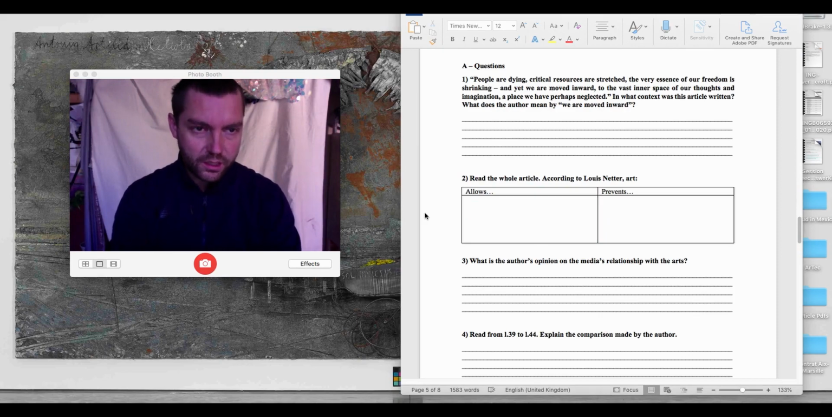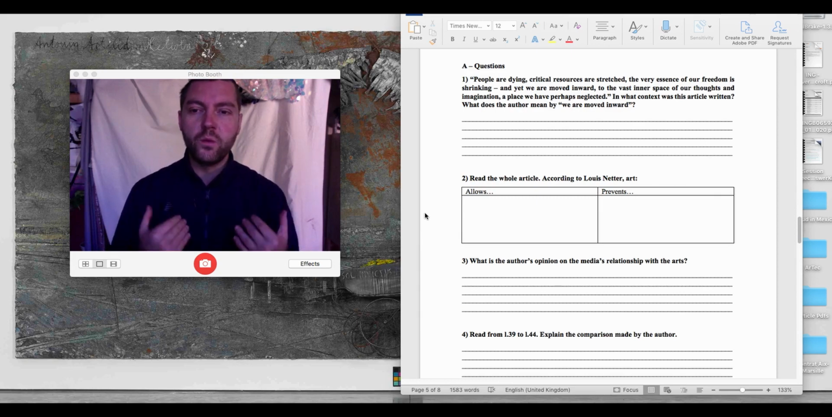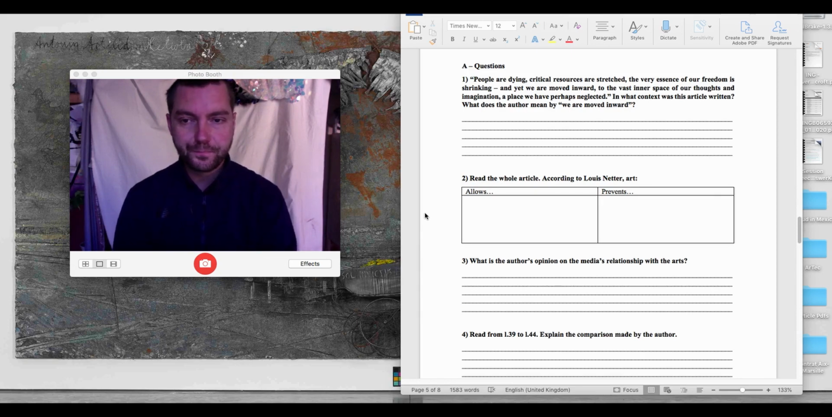In what context, this is the question, in what context was this article written? What does the author mean by "we moved inward"? So I'd like you to think about the context and what the author means by "we moved inward." Number 2. Read the whole article and then fill in these 2 boxes.